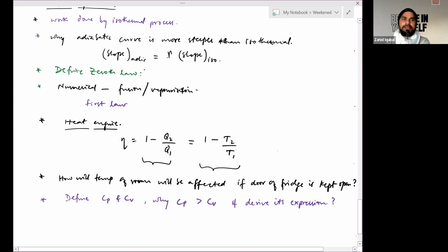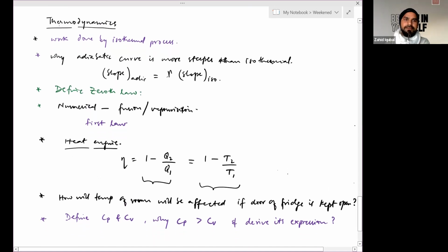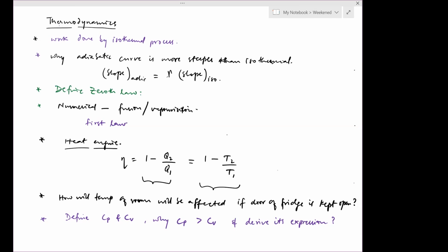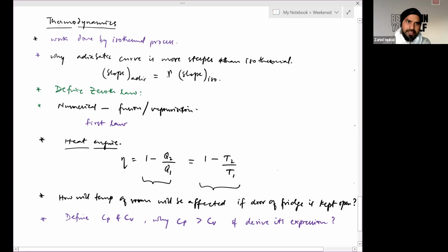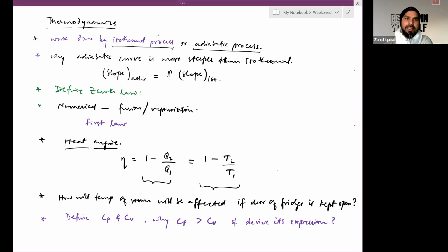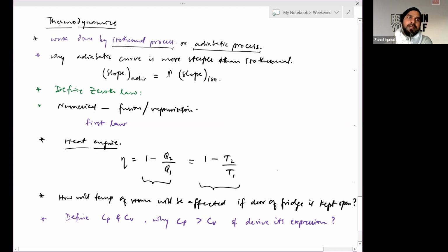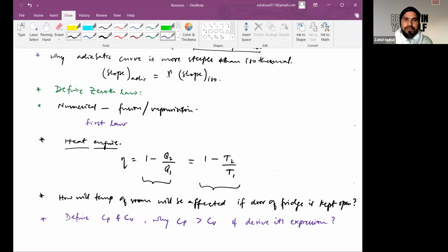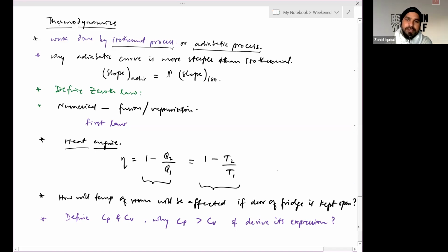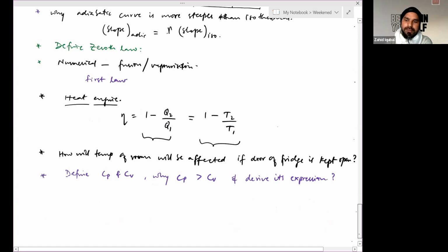So mainly these different questions will be asked from this part. Any doubt in any of these questions? No, sir. You may be asked to find work done during isothermal process or during adiabatic process. There will be a problem related to these two, isothermal and adiabatic, on the basis of their action. If a process is occurring very fast, all of a sudden, that will be termed as adiabatic. And if a process is very slow, that will be termed as isothermal.